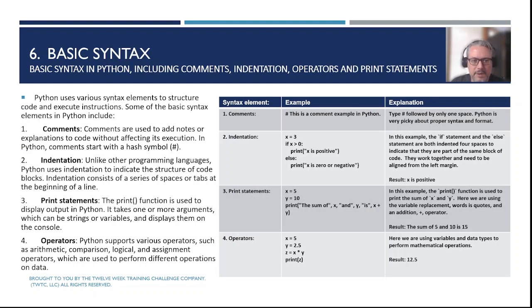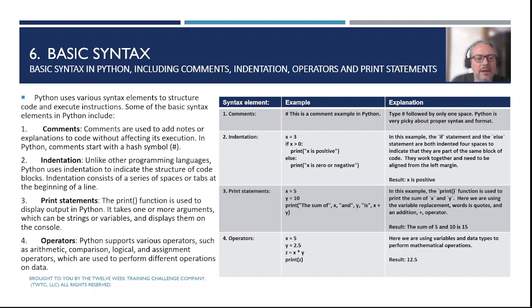Basic syntax in Python, including comments, indentation, operators, and print statements. Python uses various syntax elements to structure code and execute instructions. Some of the basic syntax elements in Python include comments, indentation, print statements, and operators. Let's go over each of these. Comments are used to add notes or explanations to code without affecting its execution. In Python, comments start with the hash symbol or pound symbol.